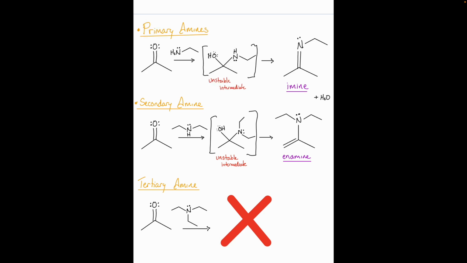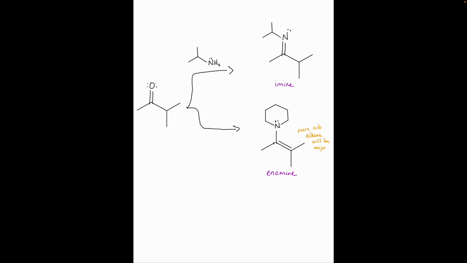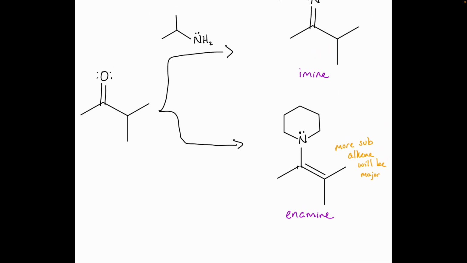And then the last complication I can throw at you here is what if we have a more complicated aldehyde or ketone? What is my enamine product? Well, just like before, we want our alkene to be the most stable, aka the most substituted carbon-carbon double bond. All right, that's all I got for y'all.